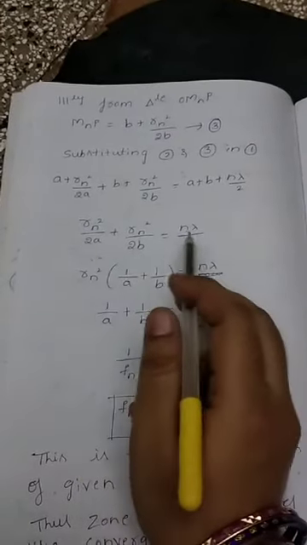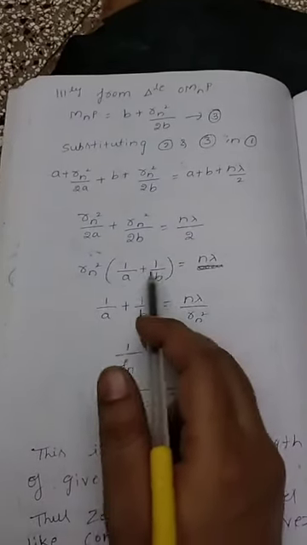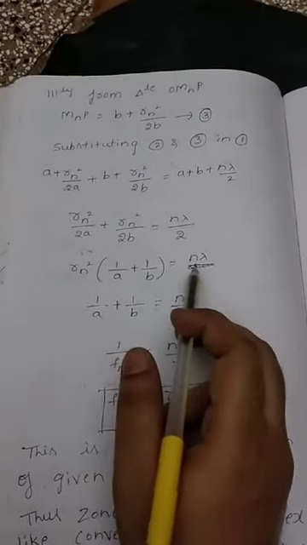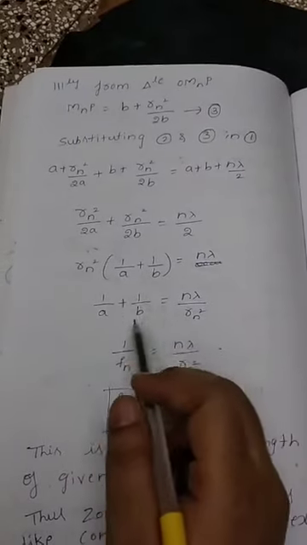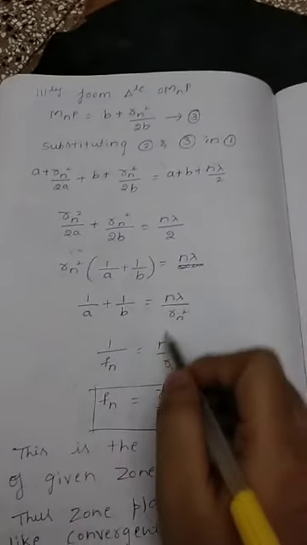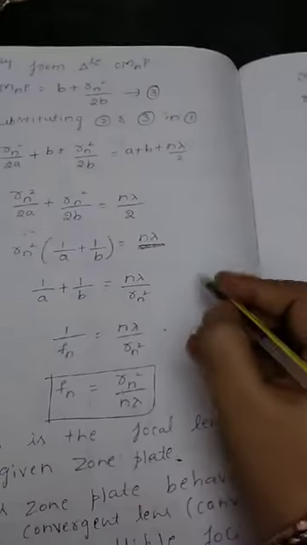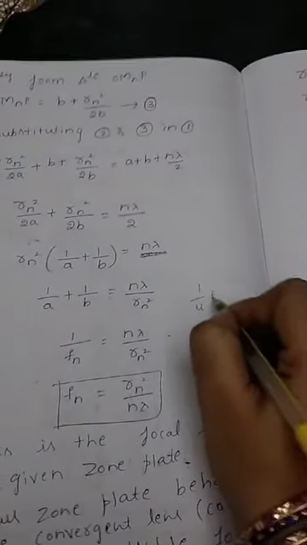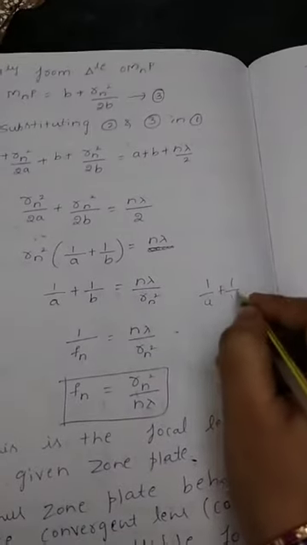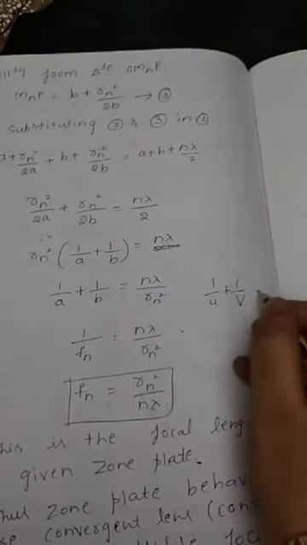2 will cancel on all sides and I will take Rn square common. So, remaining will be 1 by a plus 1 by b is equal to n lambda by Rn square. You know that 1 by a is the object distance, 1 by u, and 1 by b is the image distance, 1 by v. You know that 1 by u plus 1 by v is equal to 1 by f.